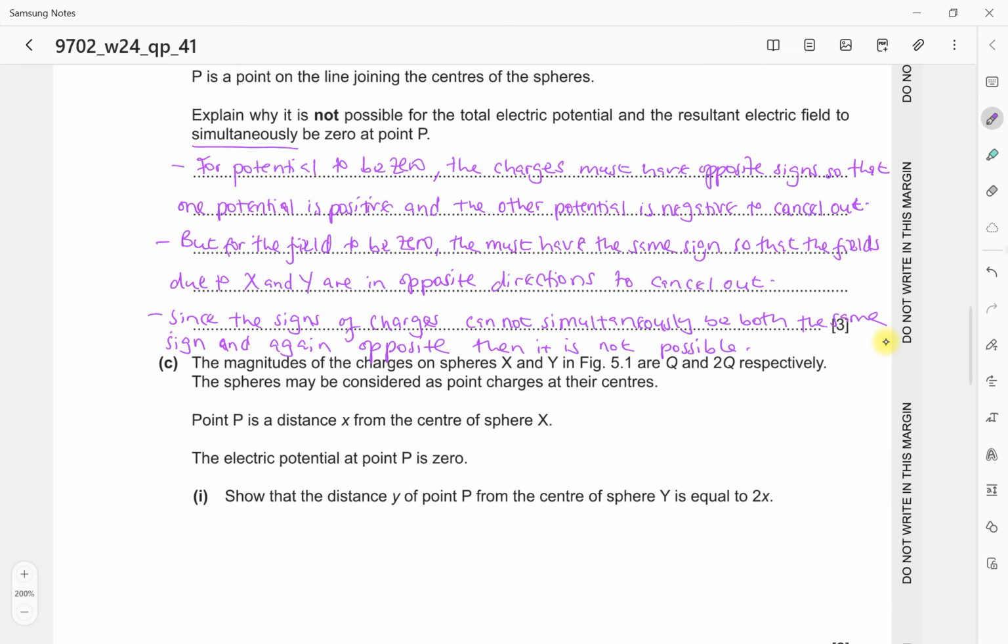The magnitudes of the charges on sphere X and Y in figure 5.1 are Q and 2Q respectively. The spheres may be considered as point charges. If they can be considered as point charges, then the equations for electric potential, electric field strength, and so on can apply. The point P is a distance x from the center of sphere X. The electric potential at point P is 0. Show that the distance y of point P from the center of sphere Y is equal to 2x.